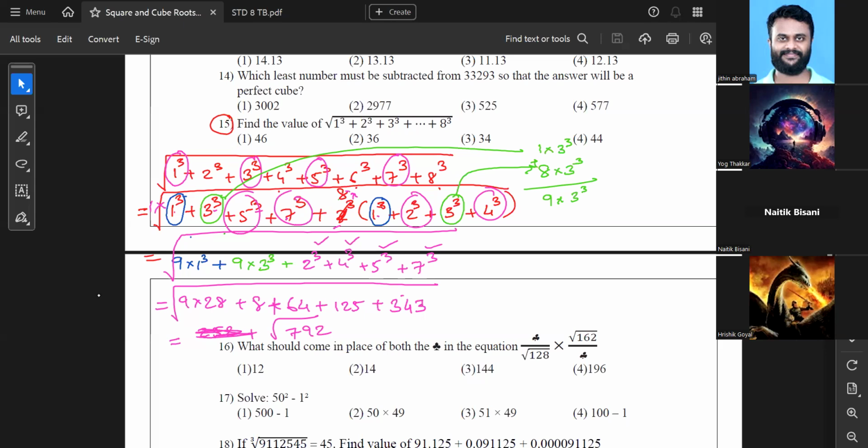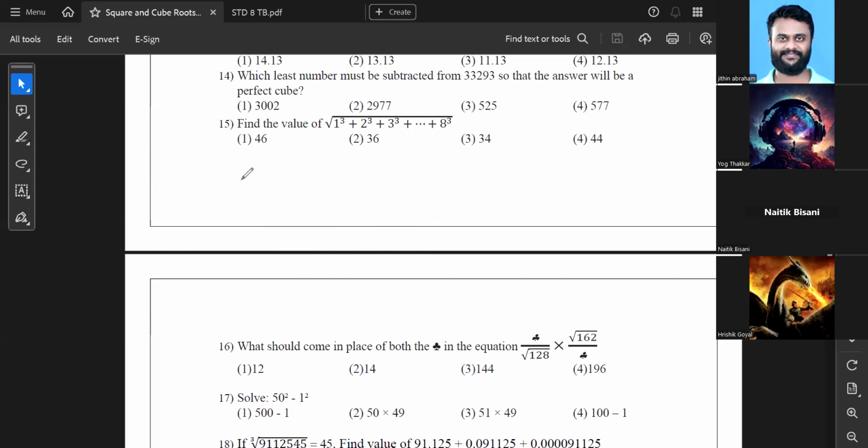Correct. So let me proceed to that formula. Could you help me remember that? I had forgotten about it myself. n into n plus 1. Yes, n bracket n plus 1, absolutely, and upon 2, then whole square. Absolutely correct. So the formula goes like this, my dear children.